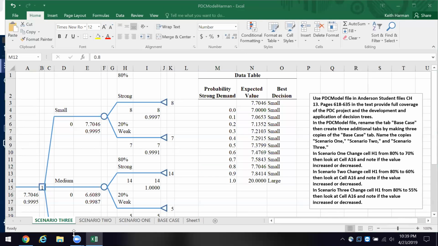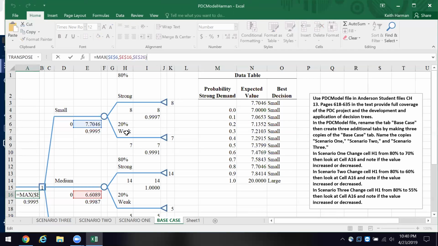Okay, this is the PDC model. This is from chapter 13 of the Anderson files. Let's look at this and find out where in the world did we get this 7.7046. Well, it is the maximum of the following outcomes. And notice we have 3 scenarios. In the base case here, let's go to base case where we need to be first. And this is the outcome that we obtain. And notice it's the maximum of E6, E16, or E26, one of these 3 values.